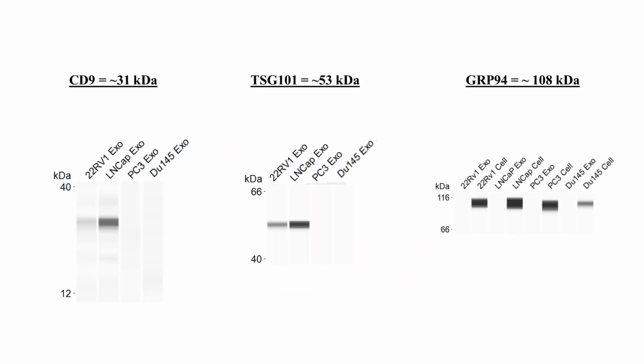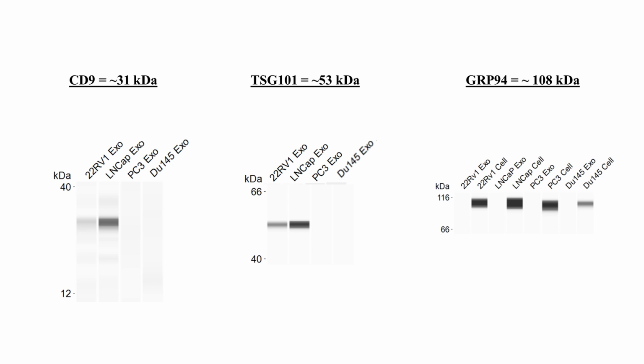The detection of common exosome protein biomarkers, CD9 and TSG101, was performed by automated Jess Western blot. CD9 and TSG101 were only detected in exosomes derived from 22RV1 and LNCaP cells, but not in PC3 and DU145.